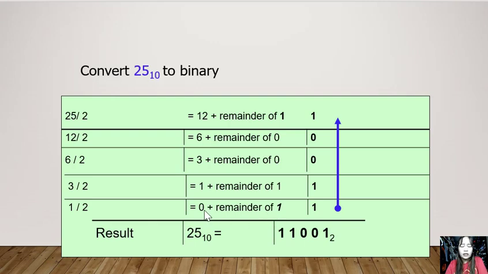In order to interpret this, you have to look at your remainders from the bottom and read up. Our remainders, reading from the bottom to the top, are 1, 1, 0, 0, 1. Therefore, your decimal number 25 converted into binary is 11001. And that's it for our first example.